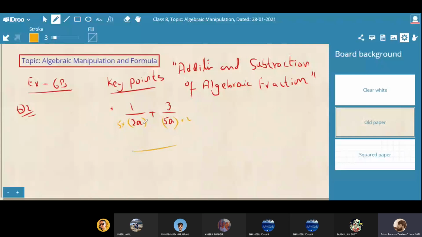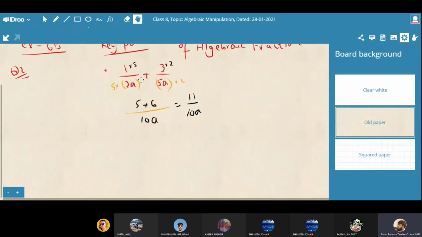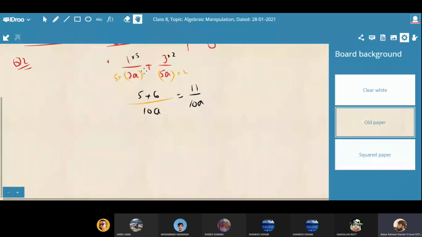So now our LCM would be 10a. Okay, and this will be multiplied by 5, and this would be multiplied by 2. So I would write over here 5 plus 6. The answer will be 11 upon 10a. This is what we discussed yesterday.